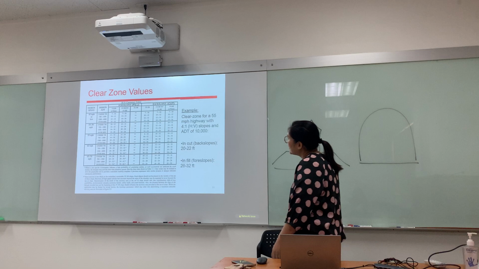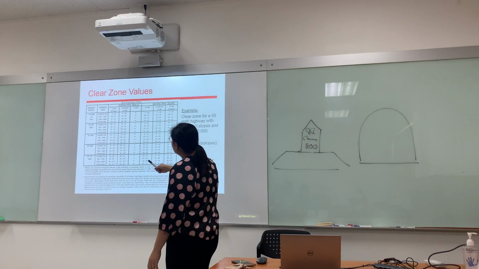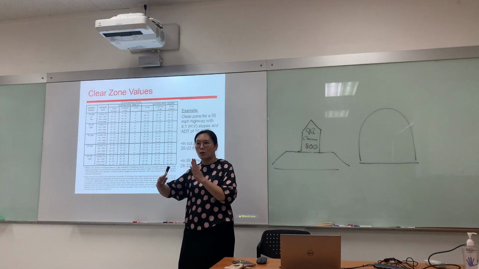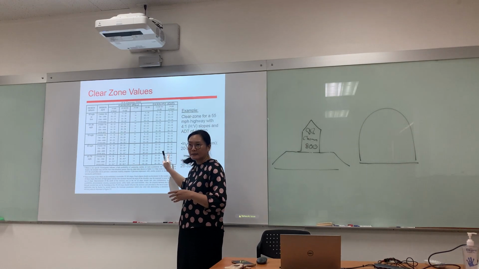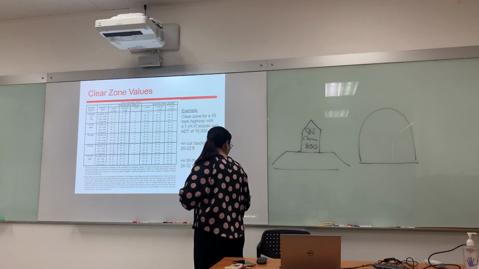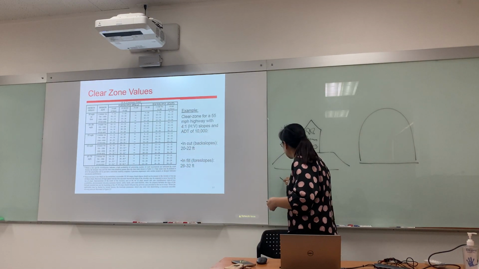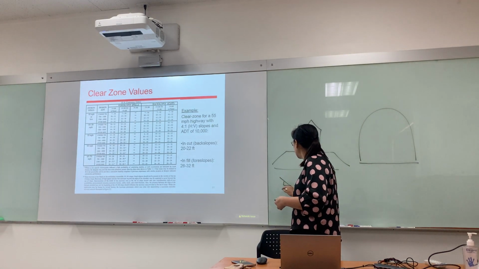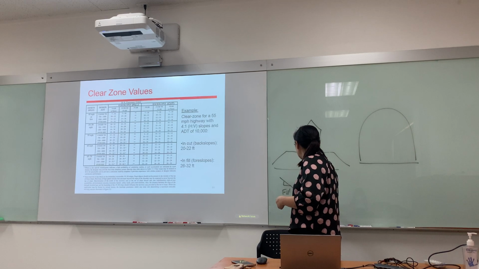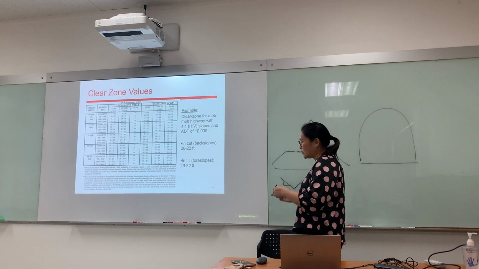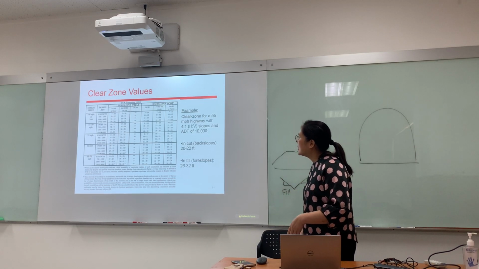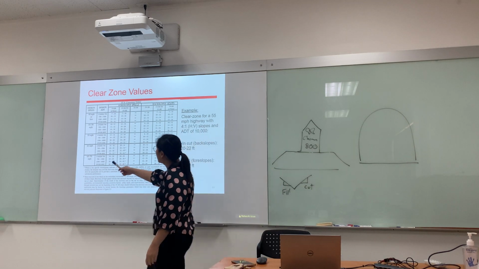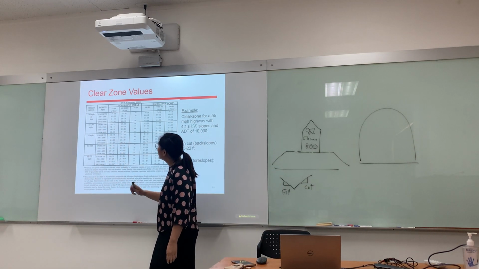In this table, you can see that first you need to determine whether your side slope is fill or cut. Fill is like this. Cut is like this. Okay, this is fill. Or fill slope. This is cut or back slope. Then you need to know the design speed. What is the design speed on this road?